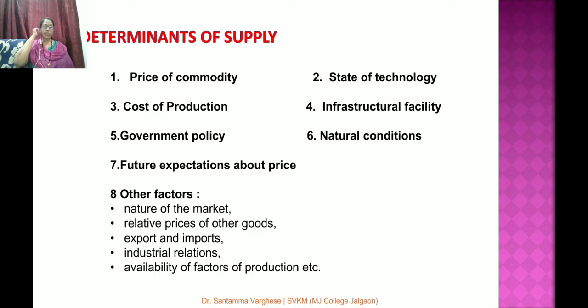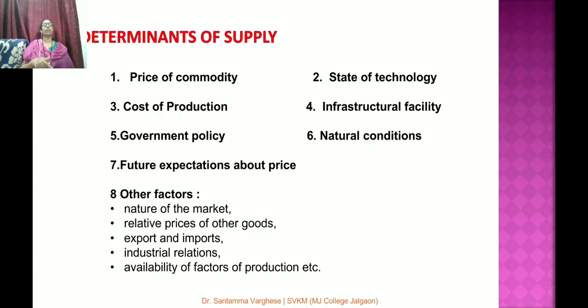Future expectation of the prices. If the prices are expected to rise in the future, what happens? The producer withdraws the supply and holds it as stock. And also, if there is a chance of a future fall in price, what does the producer do? He will supply more at that time.